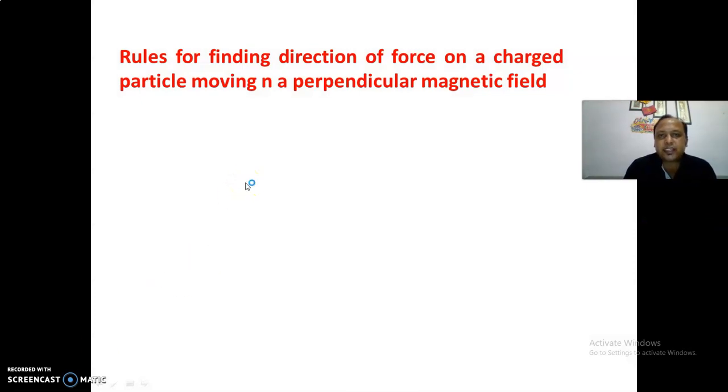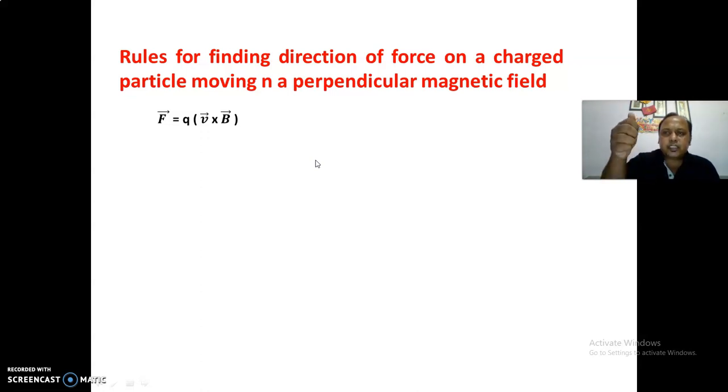That is the rules for finding the direction of force on a charged particle moving in a perpendicular magnetic field. The general formula we know for the force on a charged particle moving with velocity v in a magnetic field B is given by F = Q V cross B. The direction of the cross product of two vectors is given by the right hand thumb rule.